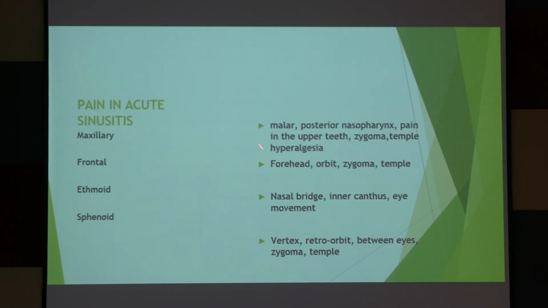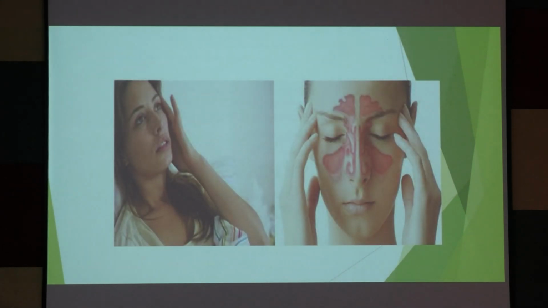Maxillary sinus, typical headache in malar position: posterior nasopharynx, upper teeth area, zygoma, temple, all this area. Frontal: forehead, orbit, zygoma and temple area. In ethmoid sinus: nasal bridge, inner canthus, eye movement can also get deranged, if the medial rectus muscle is getting irritated. And sphenoid, mostly retroorbital, between the eyes, zygoma, all these things, vertex area. So, seeing where the headache is, we can have a clinical idea, right?